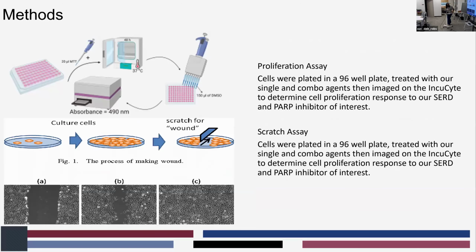For our methods, we also have the proliferation assay. The cells were plated in a 96 well plate, treated with our single and combo agents, and then imaged on the IncuCyte to determine the cell proliferation response to our SERD and our PARP inhibitor of interest. We do not have any data for our scratch assay, but a scratch assay is a laboratory test used to study cell migration and tissue regeneration by creating a scratch in a cell monolayer and observing how the cells migrate to eventually fill the gap.